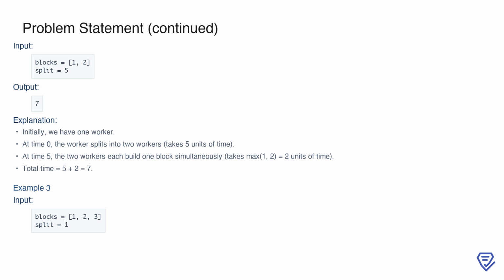The block times are 1 and 2, so the overall time to build the blocks is determined by the maximum of these, which is 2. Adding the splitting time of 5 gives a total of 7 units of time. This example shows the trade-off between splitting time and parallelizing the work.